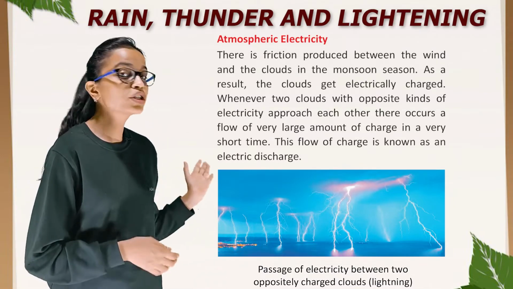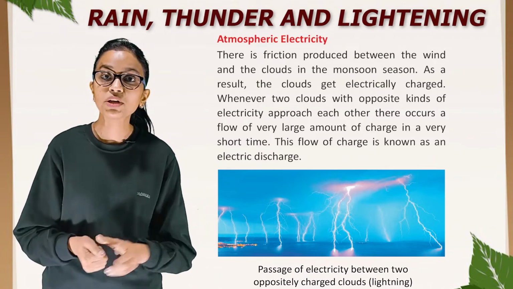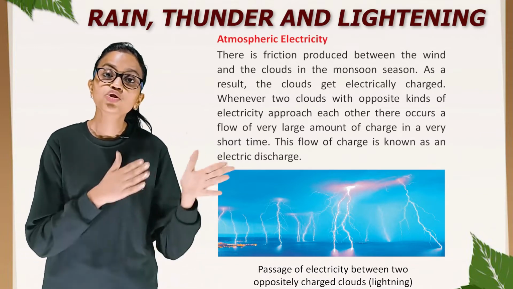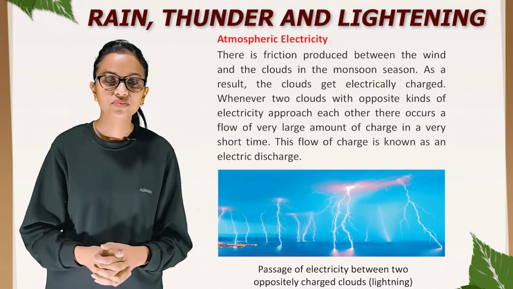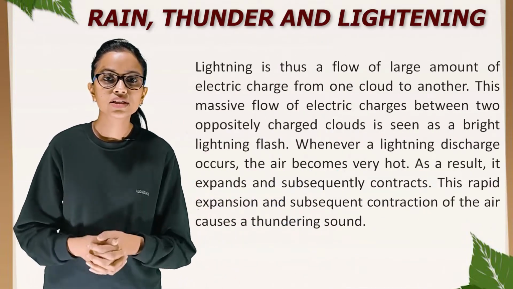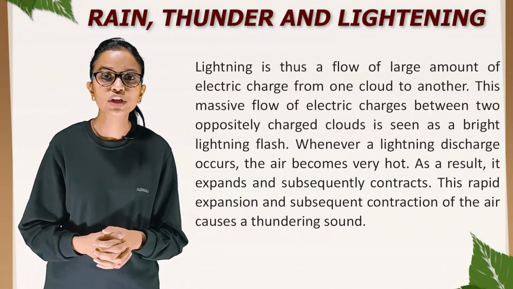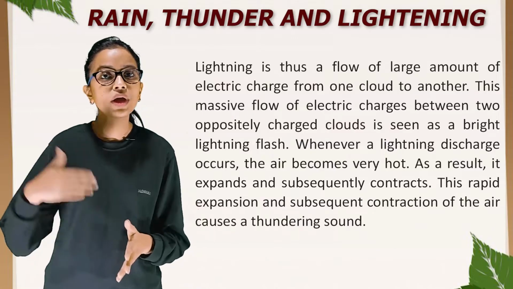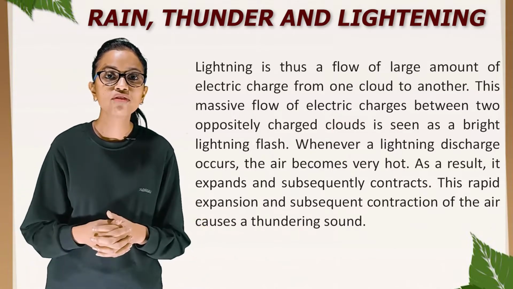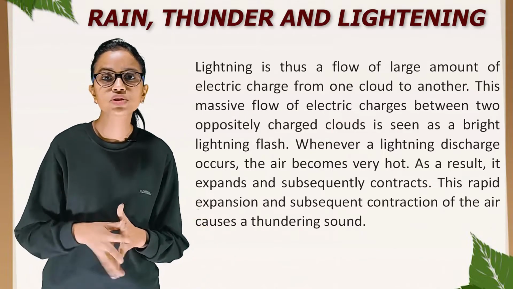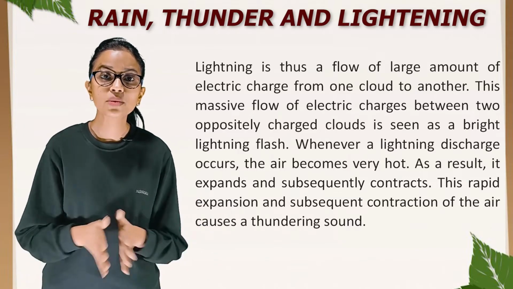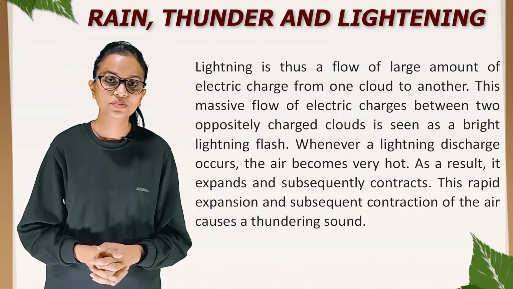This picture is showing the passage of electricity between two oppositely charged clouds, lightning. Lightning is thus a flow of a large amount of electric charge from one cloud to another. This massive flow of electric charges between two oppositely charged clouds is seen as a bright lightning flash.